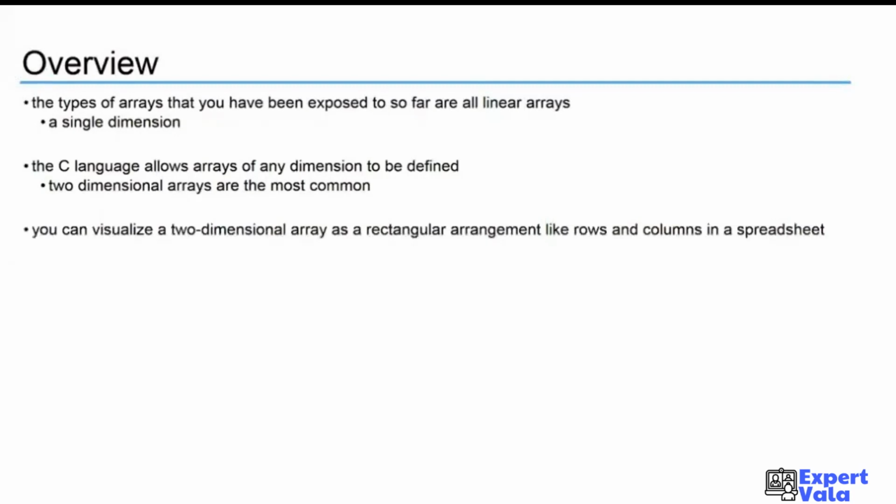The C language allows arrays of any dimension to be defined. So this is kind of thought of like a nested array, an array of an array. Two-dimensional arrays are the most common, but you can actually do three-dimensional, four-dimensional, or five-dimensional arrays, but there are not many use cases for 3, 4, and 5. Really, you are either going to have a single-dimensional array or a two-dimensional array in your program. Two-dimensional arrays are common because they essentially represent rows and columns in a spreadsheet. That's how you can visualize it, or a matrix or a table. You have rows and you have columns.